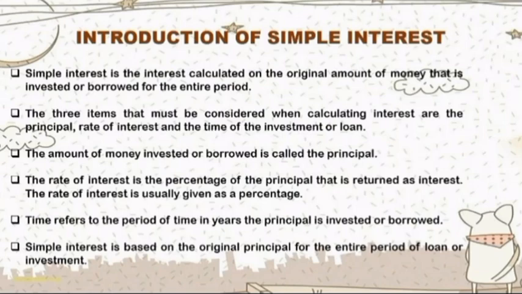The amount of money invested or borrowed is called the principal. The rate of interest is the percentage of the principal that is written as interest. The rate of interest is usually given as a percentage. Time refers to the period of time in years that the principal is invested or borrowed. And lastly, the simple interest is based on the original principal for the entire period of the loan or investment.